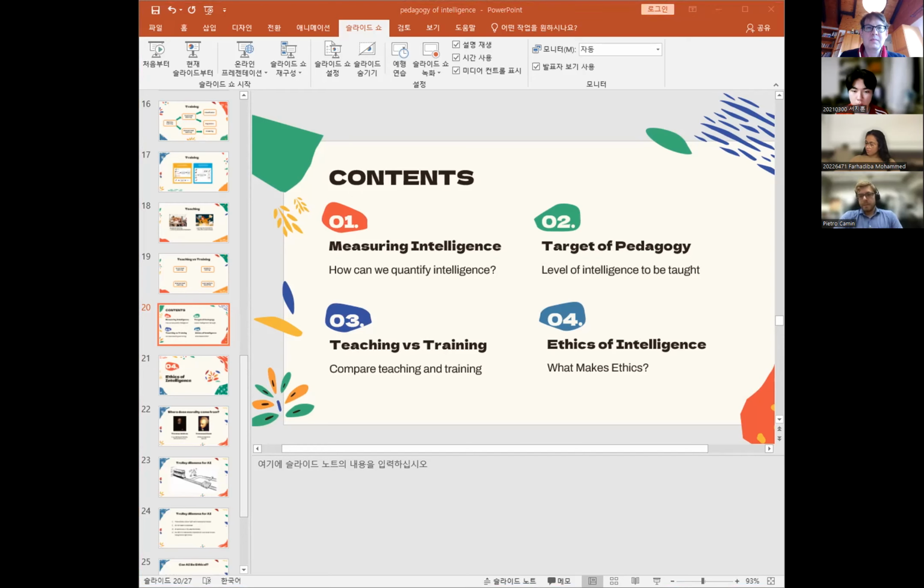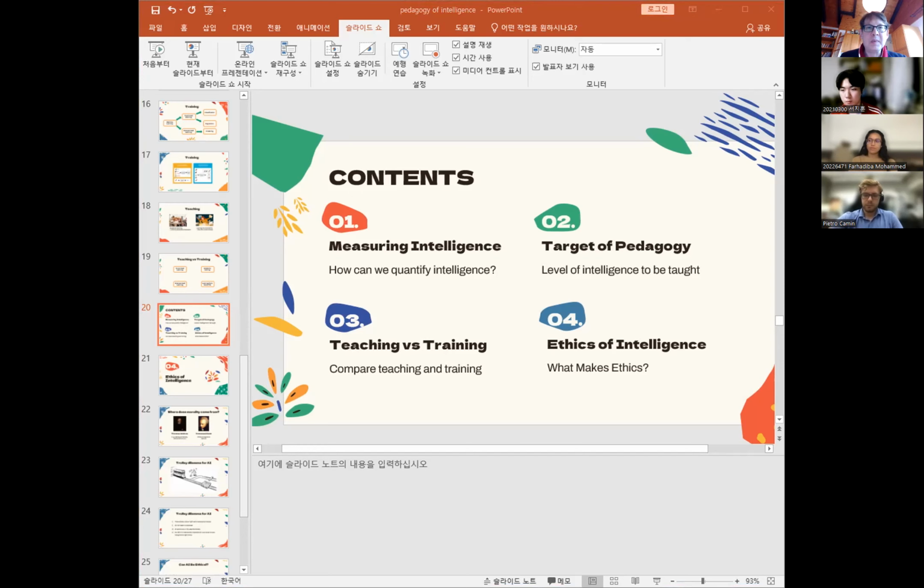Yes, you're right. I also think that the IQ is not really sufficient, because even the animal can get a high IQ, but they're not target of pedagogy. So for the intelligence, I think we need more measuring stuff. Yeah.